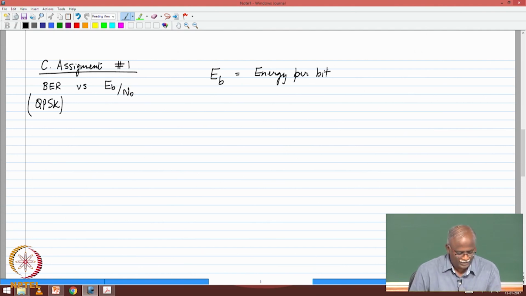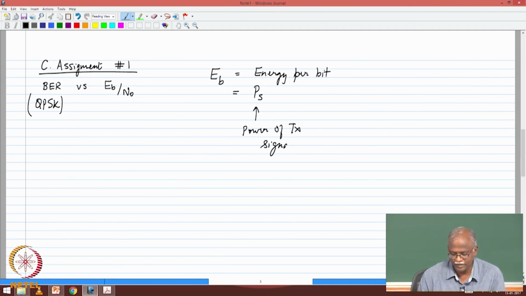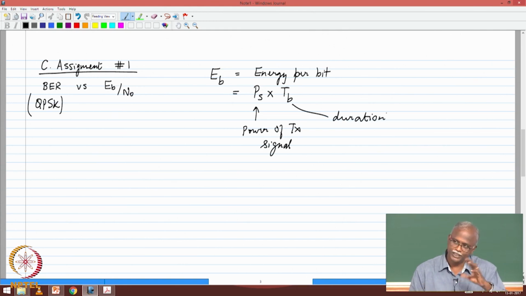Okay. So, this is something that you would be able to understand in many different ways. Probably the easiest way is to look at the power of the transmitted signal, PS. So, that is the power of the transmitted signal times the duration of a bit. Power into time gives us energy, TB is the duration of a bit. Given that it is QPSK, the duration of a symbol is 2 bits long. So, the bit duration is half of a symbol duration. So, this is the basic definition of energy per bit.